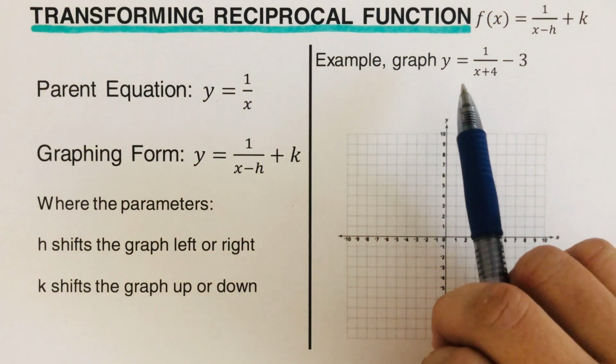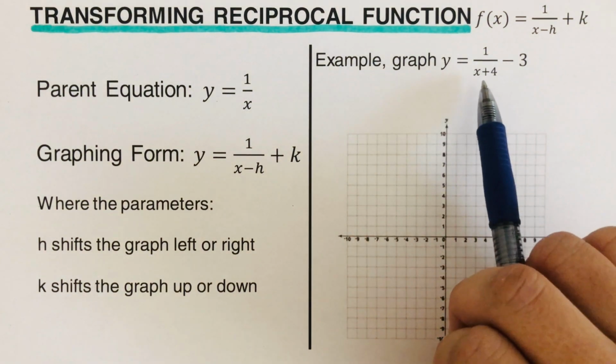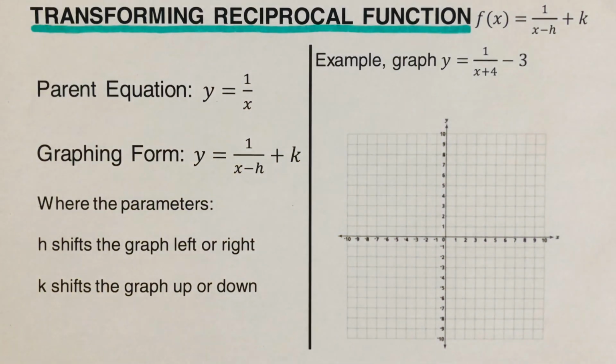Let's take this first example right here. We're supposed to graph y equals 1 over x plus 4 minus 3. For a reciprocal function, we will be able to come up with two asymptotes. Again, there's another video that talks about how to graph reciprocal functions using Desmos. I will put the link of that video in the description box below. But we're going to have both the horizontal asymptote and the vertical asymptote. Now let's start first with the vertical asymptote.